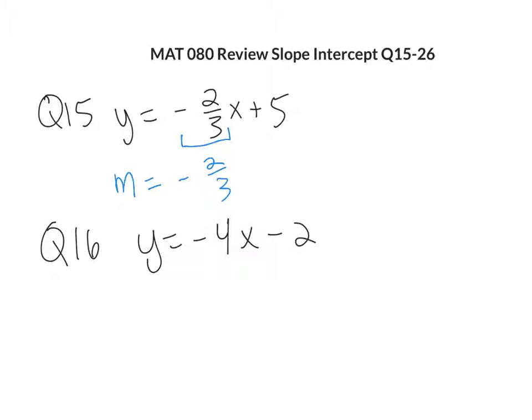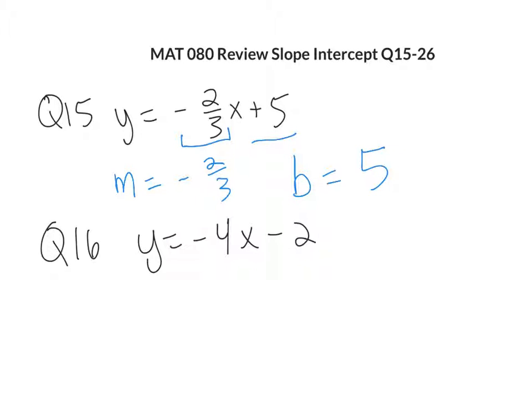You see that I'm putting m equals negative 2/3. M is what we use to stand for slope. B is what we use to stand for the y-intercept. And that's just the other number. It's going to be the plus or minus number without x. So here we have a plus 5. So a positive 5 is our y-intercept.